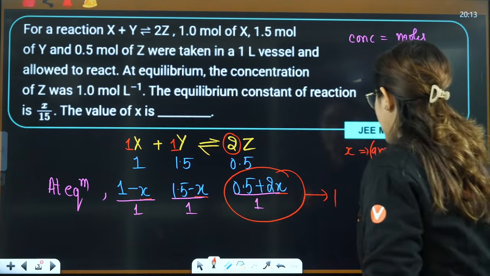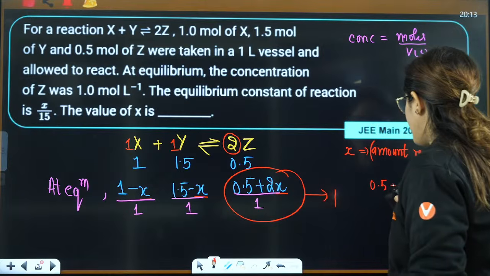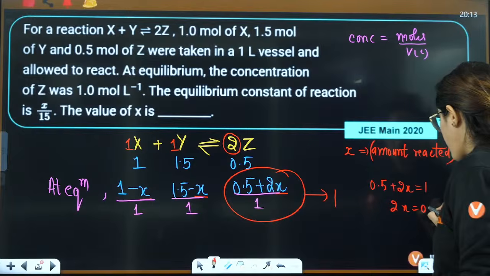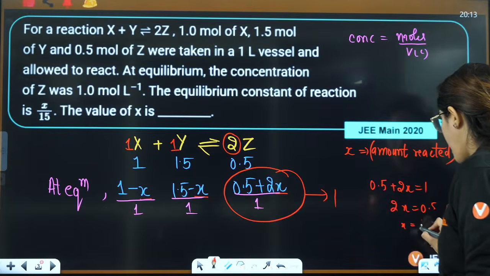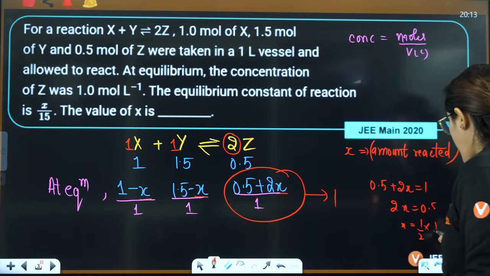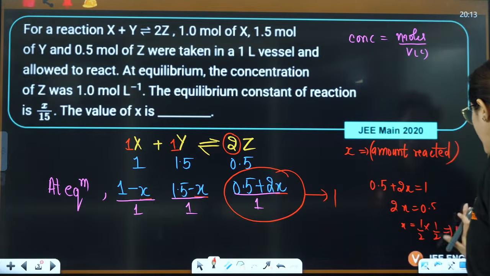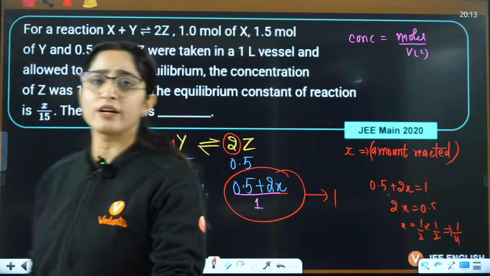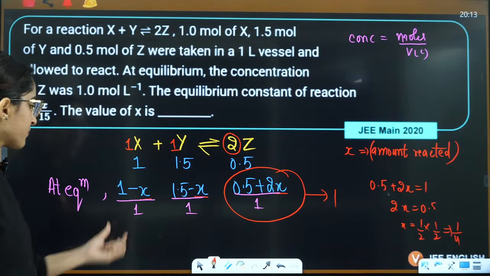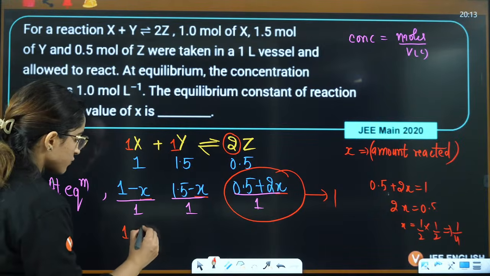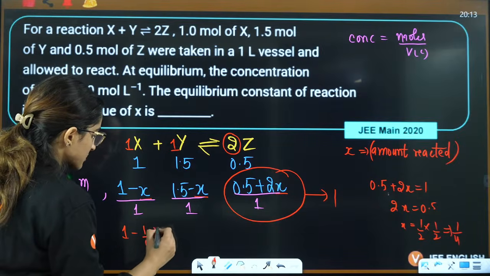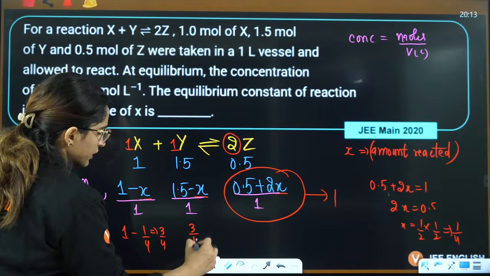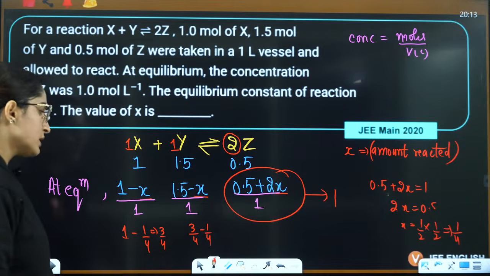So you can just write it here, 0.5 plus 2x is equal to 1. So 2x is equal to 0.5, that is nothing but half, and this will also be half. So 1 by 4 is the value of x here. Once you have calculated the value of x, put it here. Then this will become 1 minus 1 by 4, that is 3 by 4. This will become 3 by 4 minus 1 by 4, right?